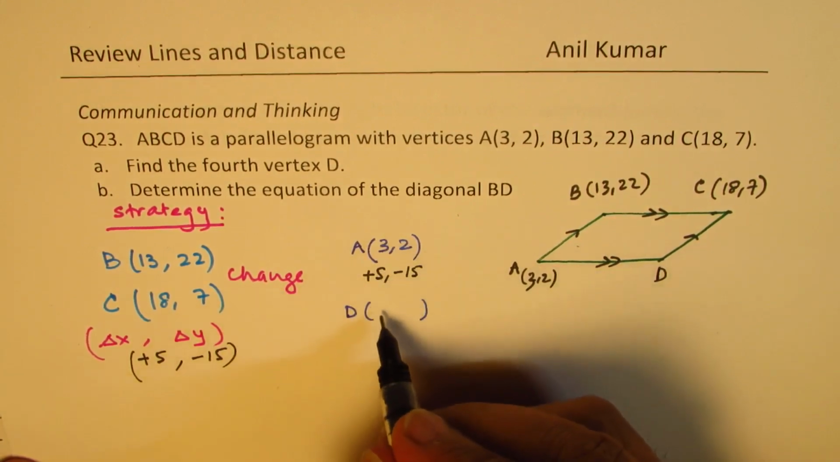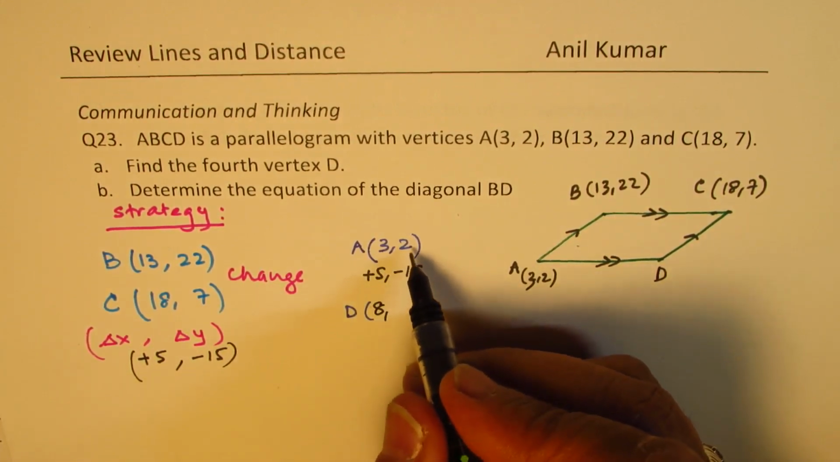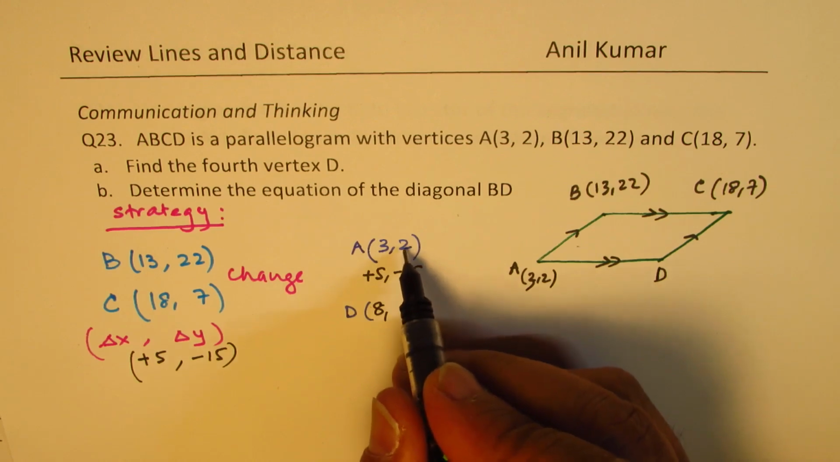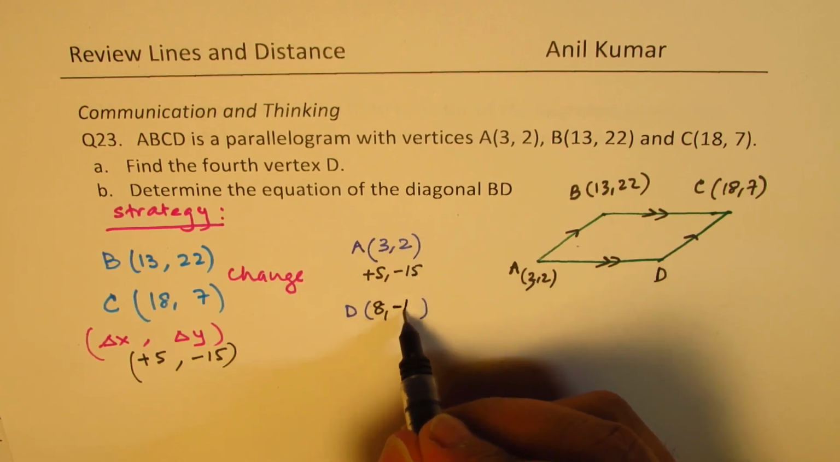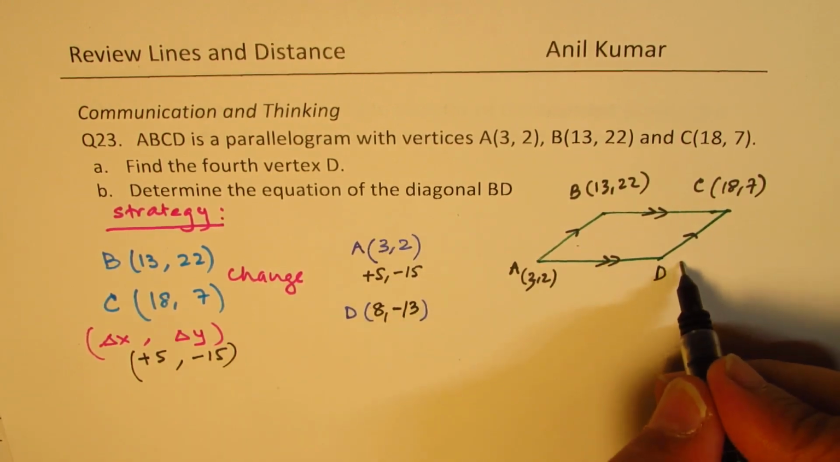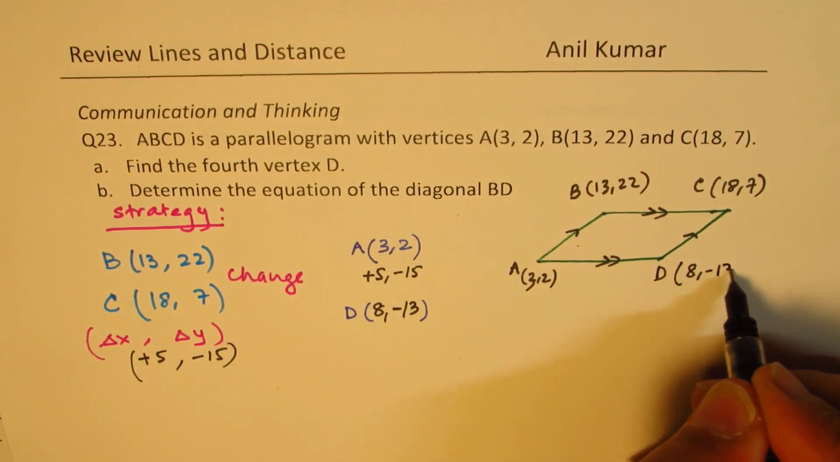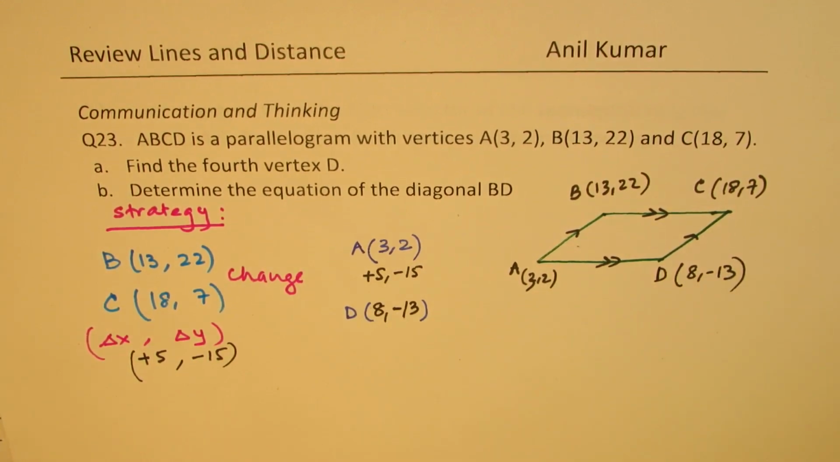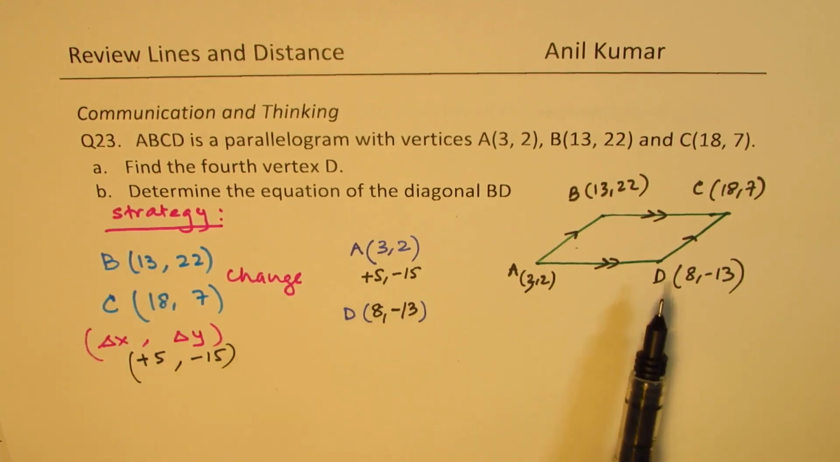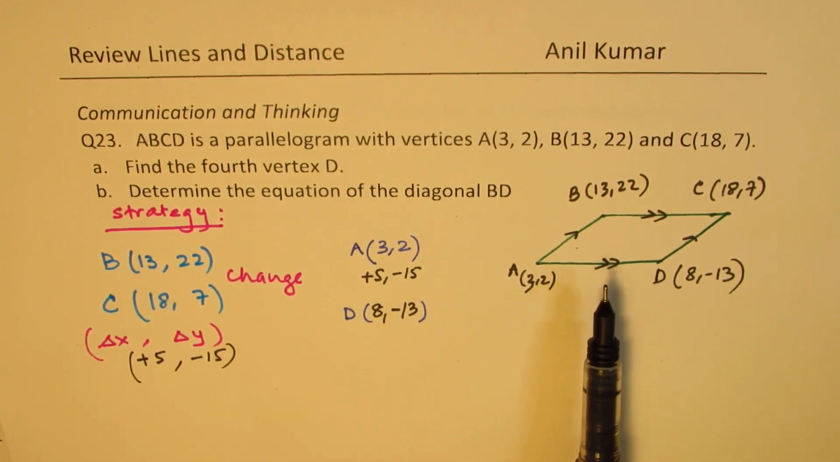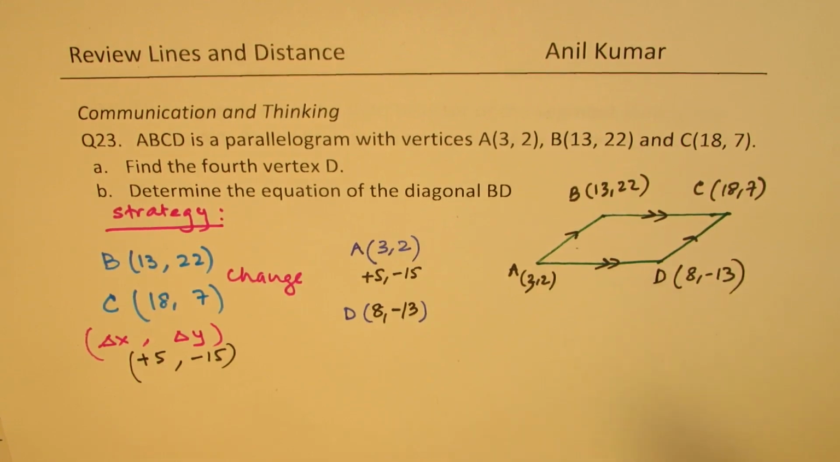So if I add 5, I get 8 here. When I take away 15 from 2, I get minus 13. Do you see that? So I get the coordinates as (8, -13). So that is the answer. Is that clear to you? So we'll work with the change to get this answer. You could adopt your standard methods also. So that is how we are going to do part A.